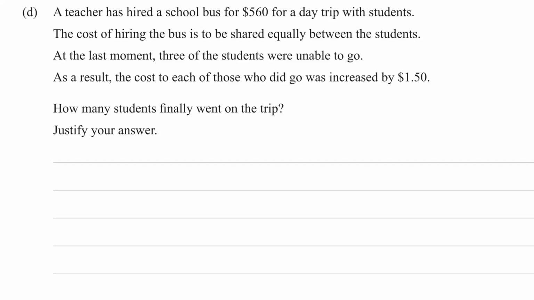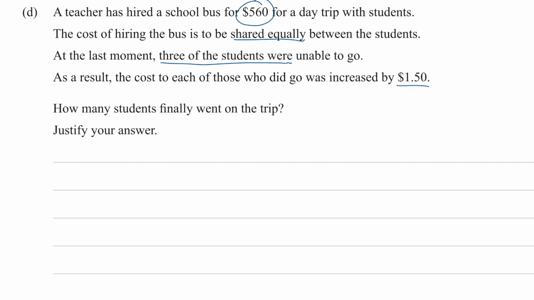But unfortunately, at the last moment, three of your friends decided they didn't want to come for whatever reason. As a result, the cost for you increased by $1.50. All right, and our task is to find out how many students went on the trip. So the only concrete information we're given is the cost of hiring the bus, that it was shared equally. 3 students then pulled out, and there was a cost increase per student.